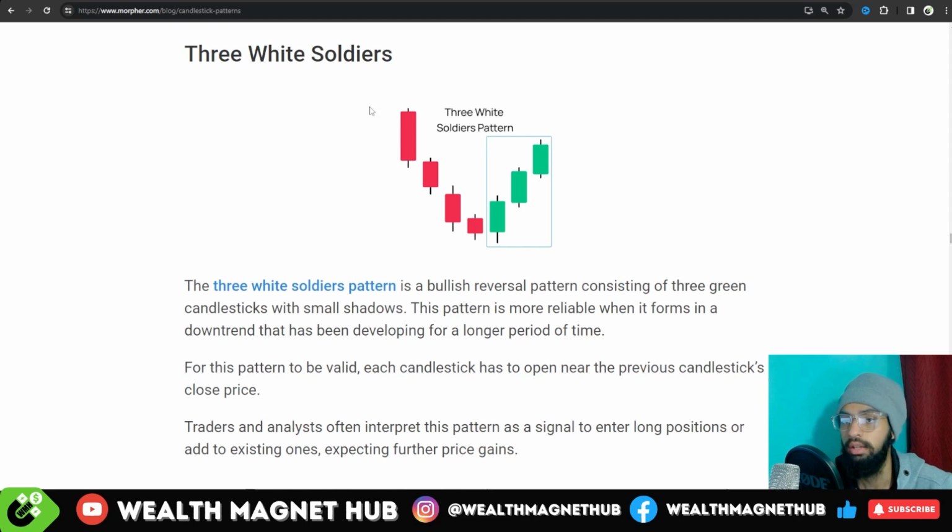Traders and analysts often interpret this pattern as a signal to enter long positions or add to existing ones, expecting further price gains. So this pattern is mostly reliable when we are seeing a long downtrend like this. We are seeing more downward consolidation, and then we continue to see these 3 green candles, similar in size, short shadows, and near the closing price of the other candle. So this is what the 3 white soldiers are.